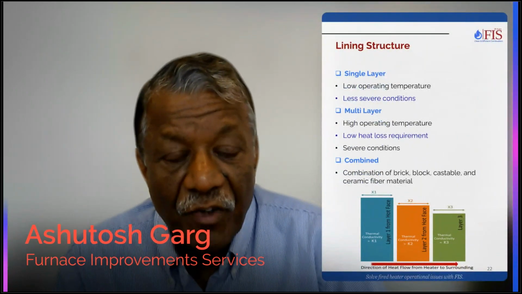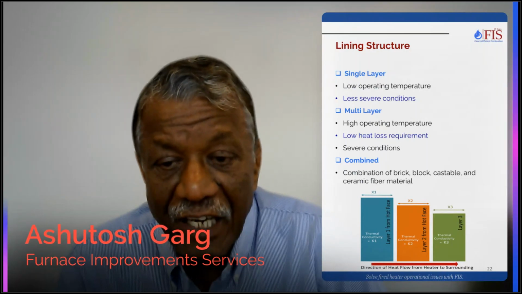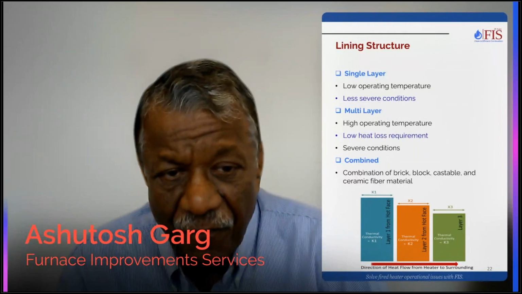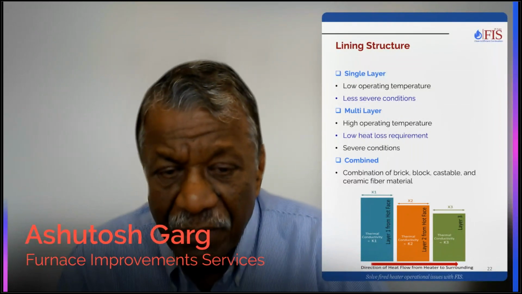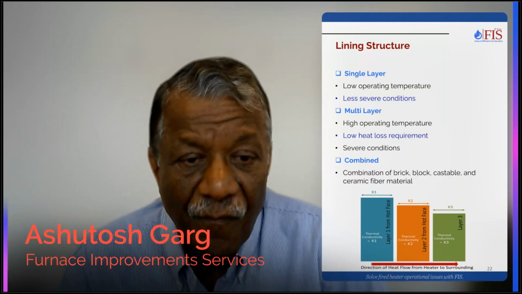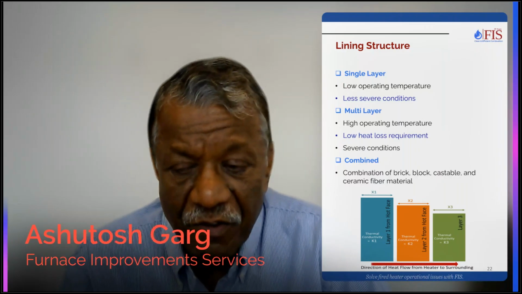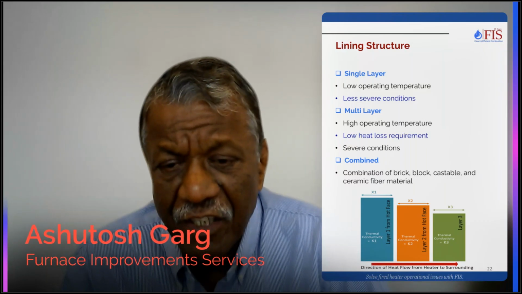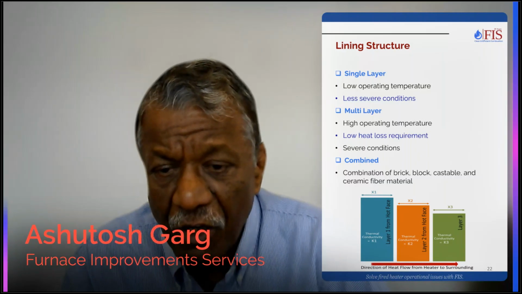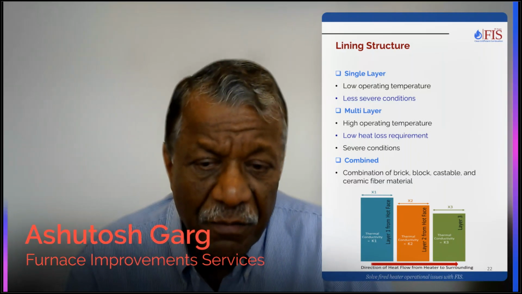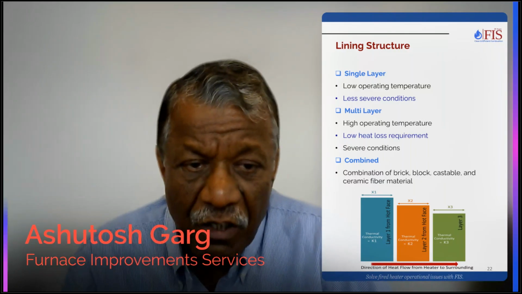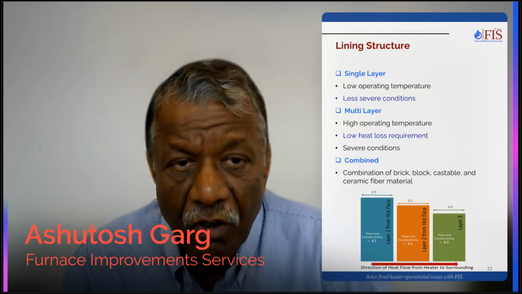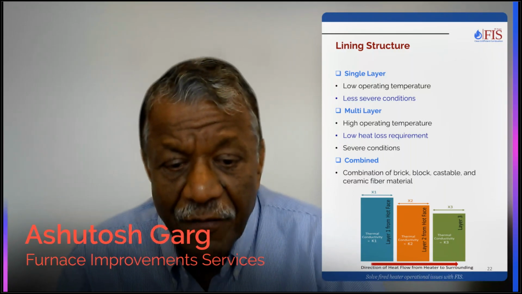So typically, lining, most of the time we go for single lining, and that is the easiest and cheapest. In several places we may go for multi-layer, and multi-layer means we are using two different refractory materials. It could be castable and block. It could be two mixtures of castable. It could be brick and block. So there are different combinations we can use. So that is what is important here.